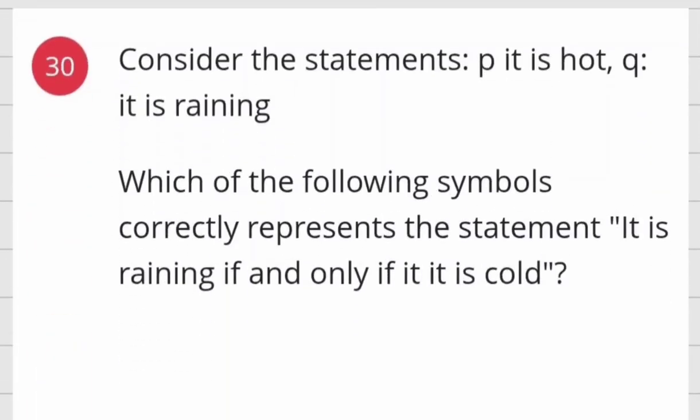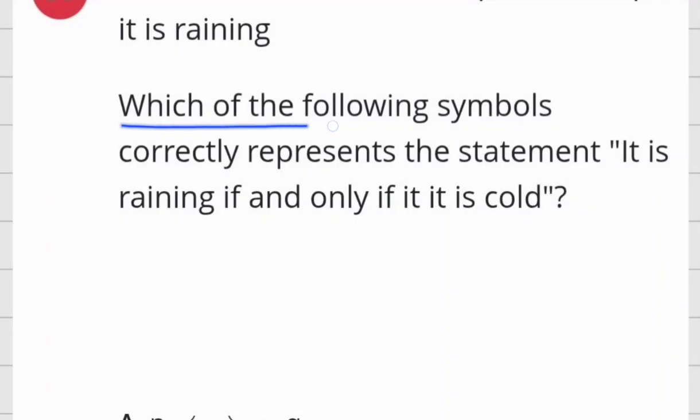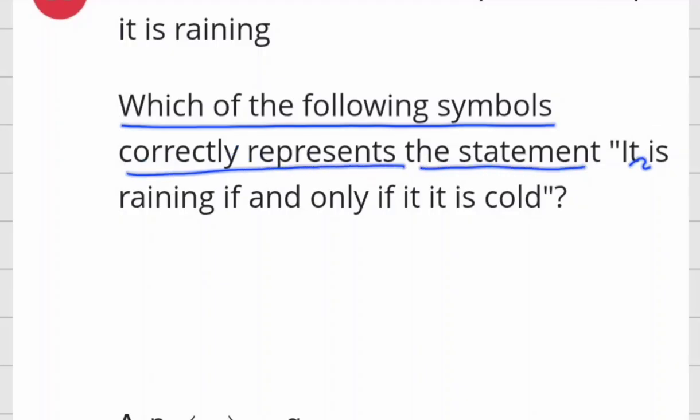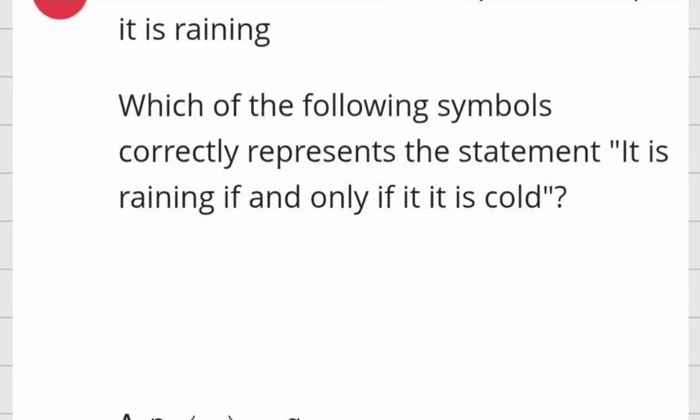This is question 30. We are to consider the two statements P and Q. We are told that statement P says it is hot. Statement Q says it is raining. Which of the following symbols correctly represents the statement: it is raining if and only if it is cold?